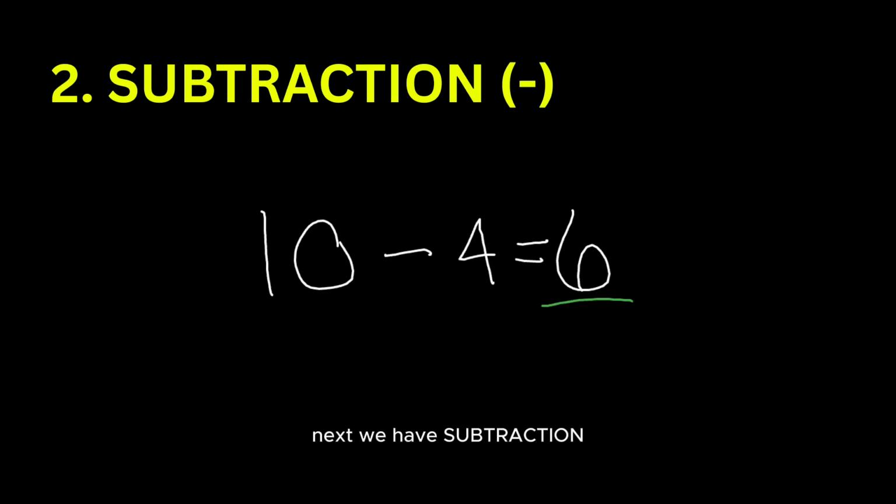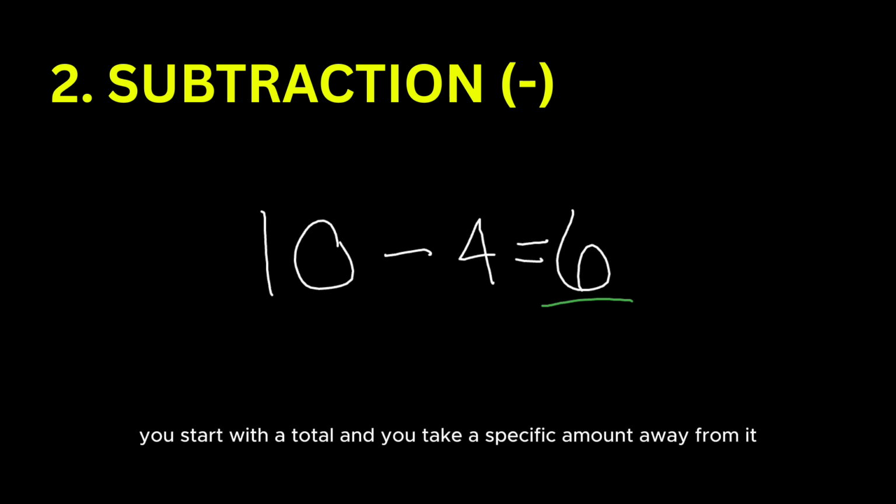Next, we have subtraction. This is the exact opposite. You start with a total, and you take a specific amount away from it. If you have 10 items, and you take away 4, you're left with 6. The final answer here is called the difference.